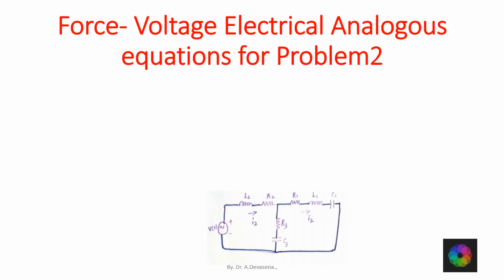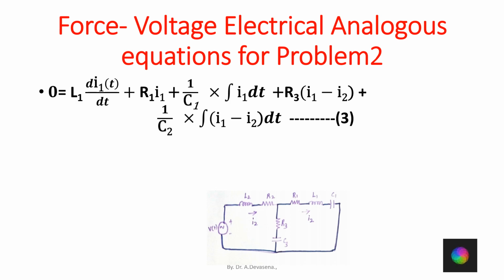Force voltage electrical analogous equations for the problem 2. The equation 3 represents the electrical analogous equation for the force balance equation 1. That is, 0 is equal to L1 di1 of t by dt plus R1 I1 plus 1 by C1 into integral of I1 dt plus R3 into I1 minus I2 plus 1 by C2 into integral of I1 minus I2 dt. This is the equation 3. Equation 3 is analogous to the force balance equation of the mechanical translational system, equation 1.